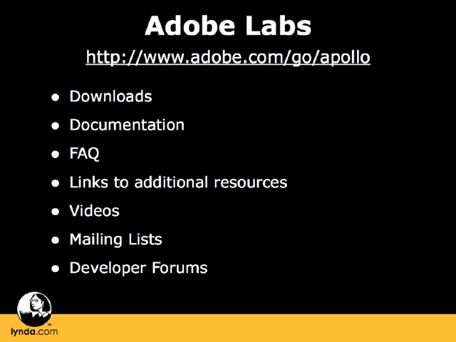Specifically, the Apollo section of Adobe Labs, which you can always get to by going to www.adobe.com/go/Apollo. This is the main site for Apollo during the pre-release period and contains the actual downloads for Apollo sample applications and the FlexBuilder Apollo extensions. It also contains documentation, extensive developer FAQ, links to additional resources, videos, and links to mailing lists and developer forums where you can discuss Apollo development with other developers.